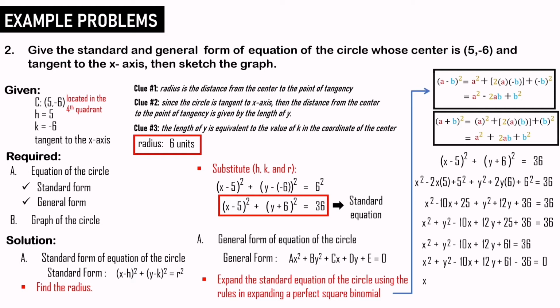So, x squared plus y squared minus 10x plus 12y. 61 minus 36 is positive, right? So plus 25 equals 0. So this is now the general form of equation of the circle. So last na lang, no? Napatay pang last is graph the circle.